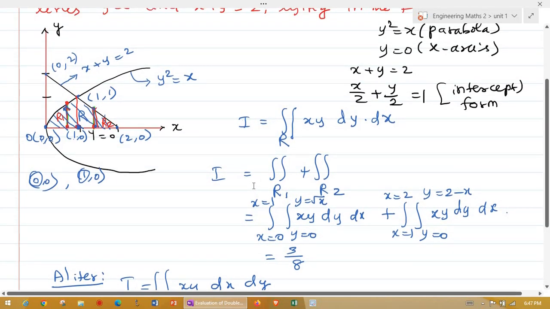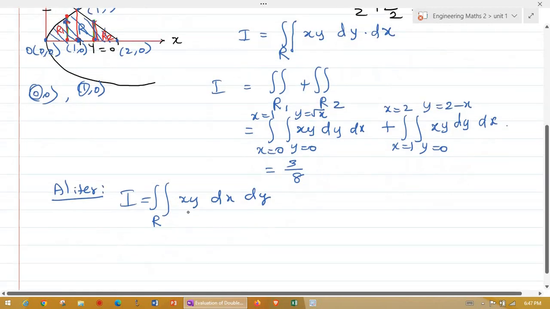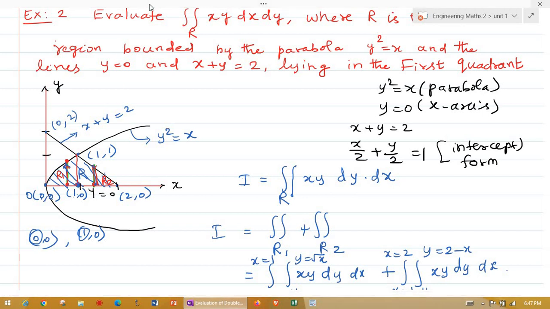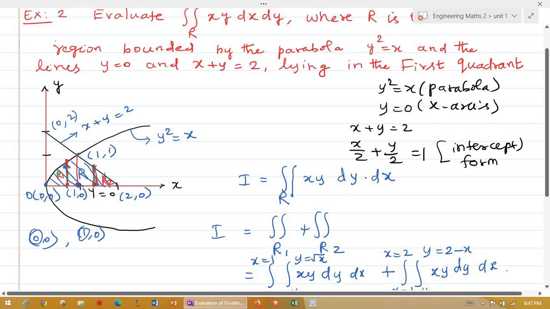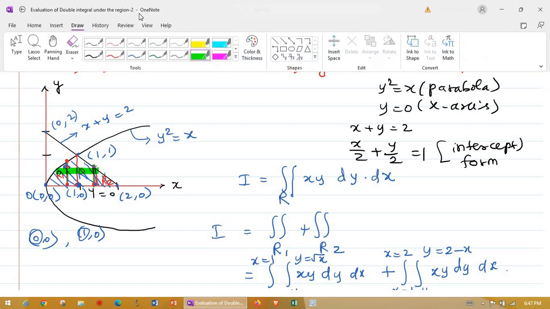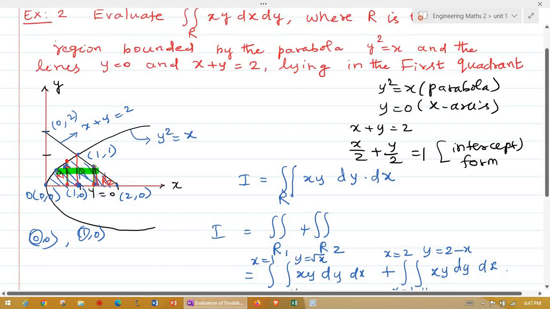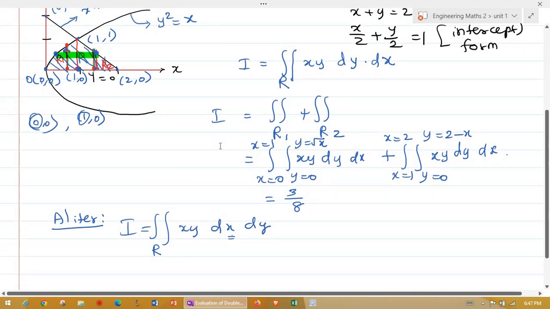Okay, now we can see the problem here. xy dx dy: what is the inner integration variable? x. Draw the parallel line to the x axis. It is the alternate method. If you draw the parallel line to the x axis, what happens? It starts from the parabola and ends with the straight line. So that region is not splitting. If you integrate with respect to y first, the region splits into two regions. But if you integrate with respect to x first, the region is not splitting.